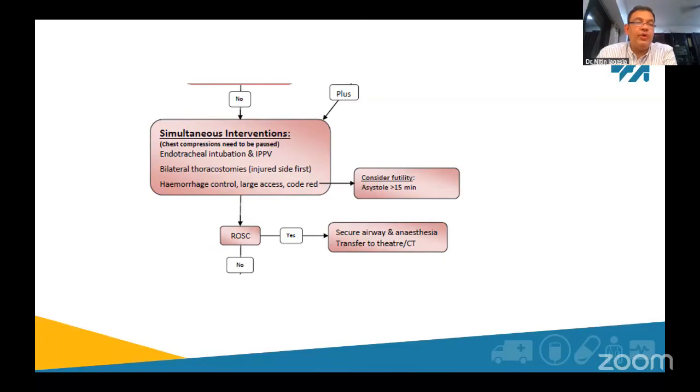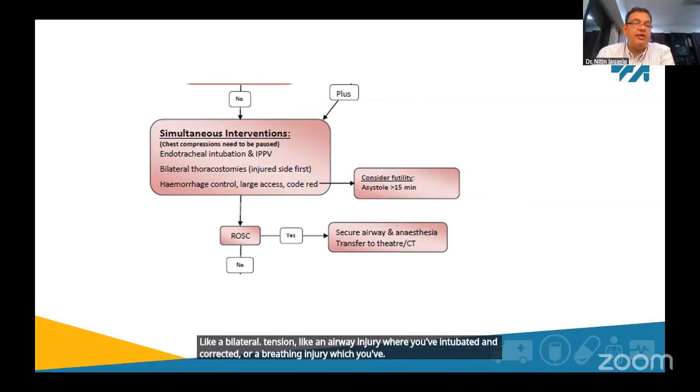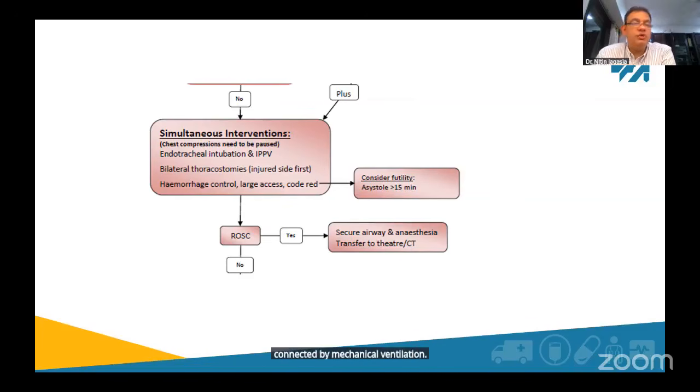So you're hoping to pick up something reversible, like a bilateral tension, like an airway injury where you've intubated and corrected, or a breathing injury which you've corrected by mechanical ventilation. And of course, massive transfusion of blood where you can replace the volume. If you've done all of this and you are in asystole, you just stop. If you get ROSC, obviously you would move on to the operation theater.